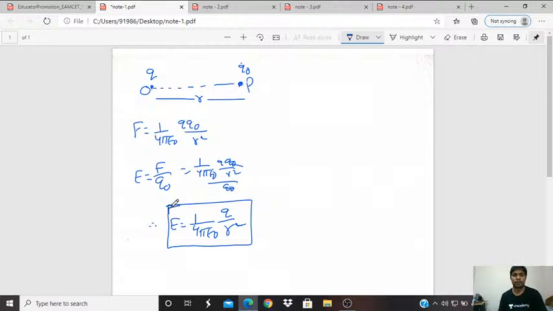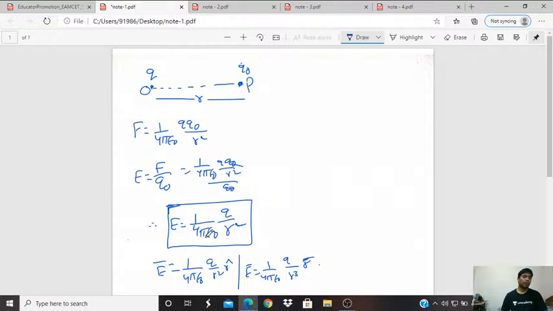In vector form we can write E bar equal to 1 by 4 pi epsilon naught q by r square into r cap, or 1 by 4 pi epsilon naught into q by r cube into r bar. This is the field due to a point charge.